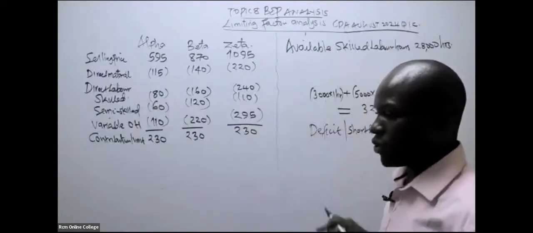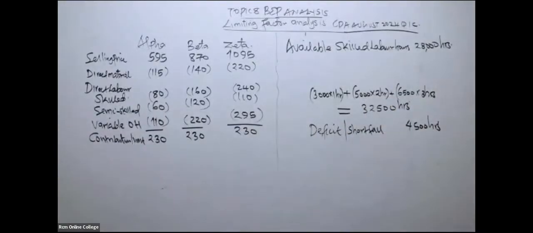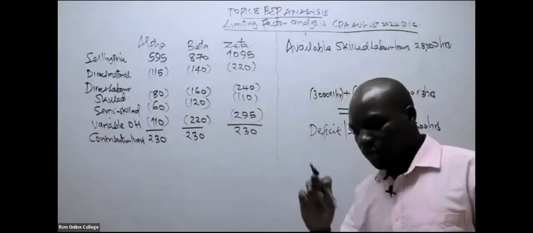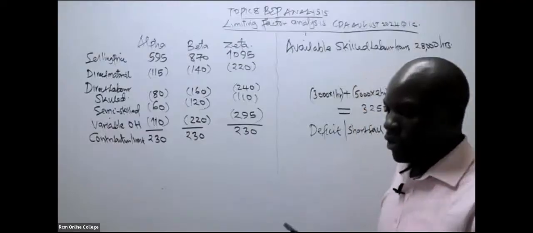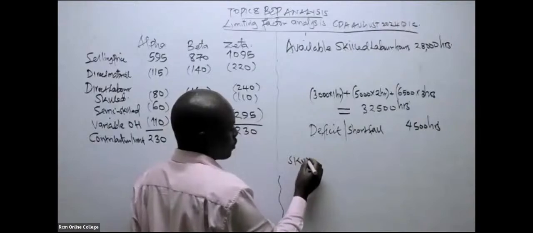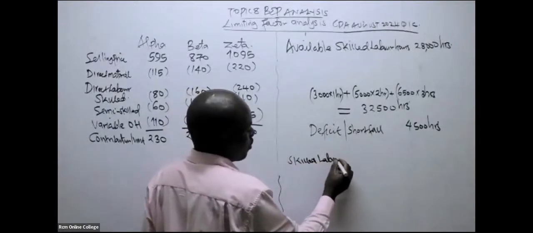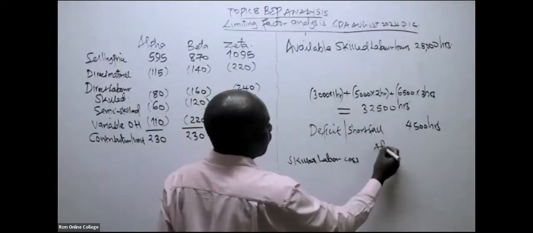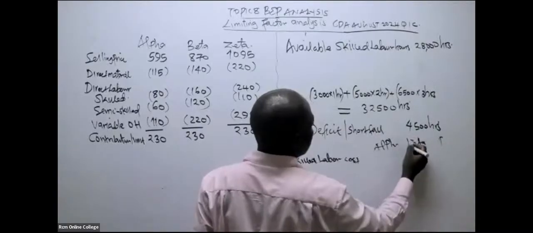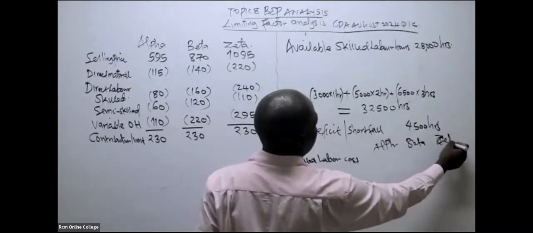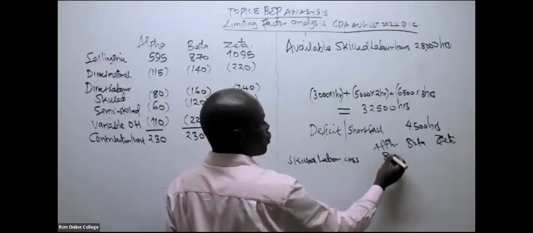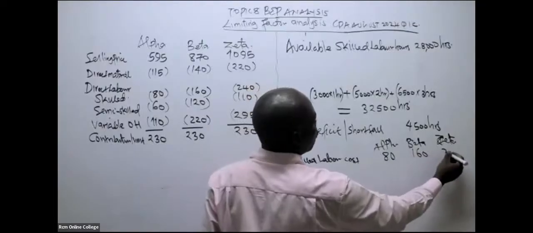maximum demand. Where do those hours come from? We were told that is the budgeted cost of producing a unit of each product. Look at the skilled labor cost. That is alpha, beta and zeta. For us to produce a unit of alpha, the company spends 80 shillings, 160, 240.